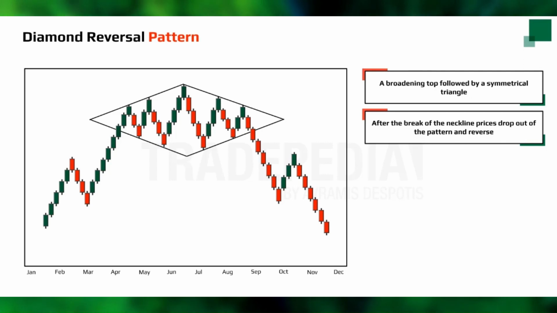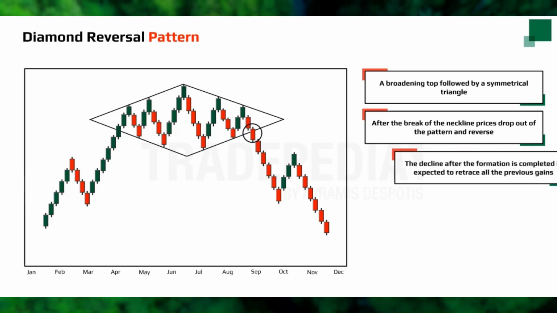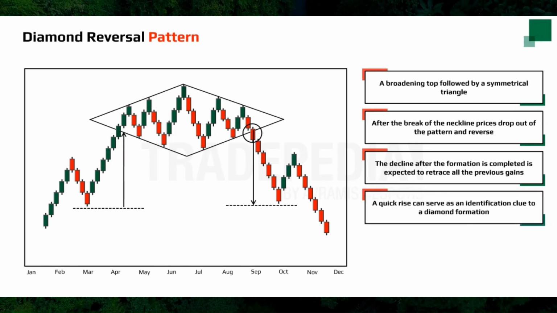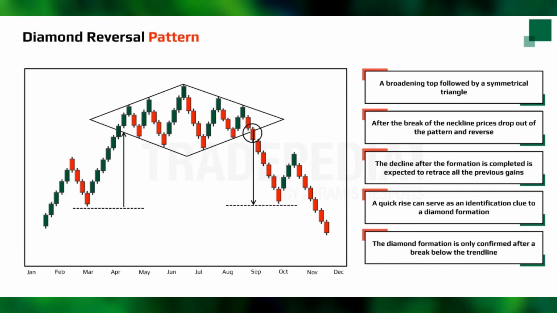Sometimes prices can pull back to the diamond trendline boundary before slipping away again. But this is not always the case. If the rise leading into the diamond was unusually quick, the decline after the formation is completed is expected to retrace all the previous gains. A quick rise can be an identification clue to a diamond formation. The diamond formation is only confirmed after a break below the trend line.